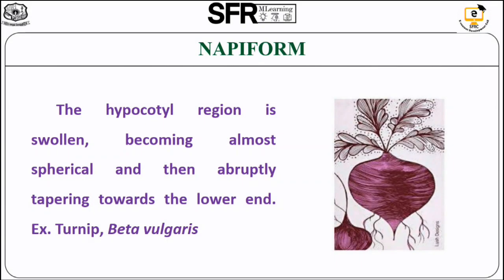Then you can come to your napiform. You can see it is your beetroot. The hypocotyl region is swollen, becoming almost spherical, and then abruptly tapering towards the lower end. Toward the tip you can see it tapering. You can see that in your turnip and in Beta vulgaris, that is your beetroot.